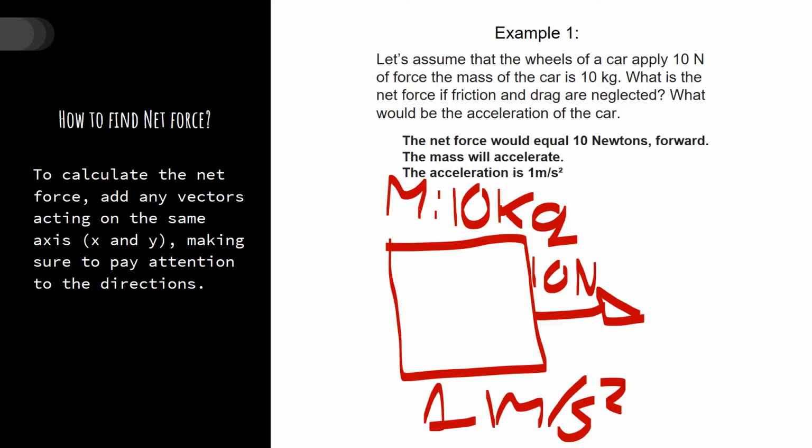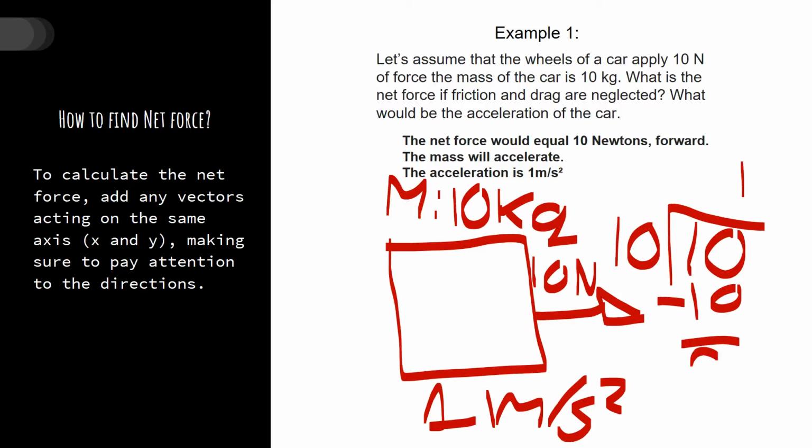The net force will equal 10 newtons forward. The mass will accelerate. The acceleration is 1 meter per second squared. You can find this by dividing the total amount of force applied by the mass. 10 divided by 10 will get you 1, and this will become the acceleration.